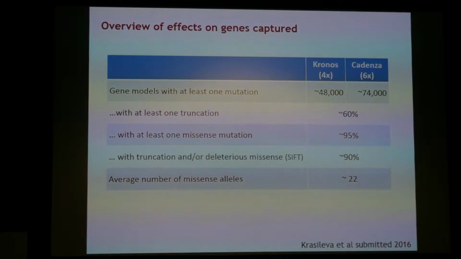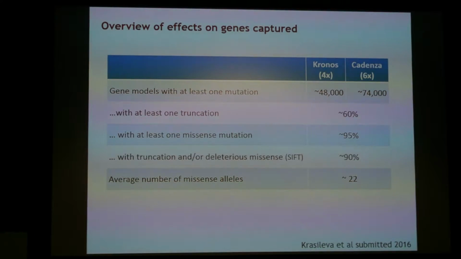So in terms of what effects we cause across the genome, these are the number of genes that have at least one mutation. In Chronos, roughly 48,000 of the genes have at least one mutation, and in Condensate 74,000 genes. Genes with at least one truncation, a premature stop codon or a splice junction, are about 60% of the genes. Almost all the genes have a missense mutation, and basically 90% of them have either a stop codon or a missense mutation that is predicted to be deleterious based on SIFT.